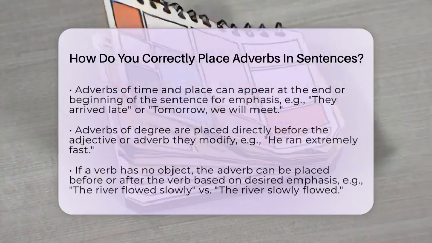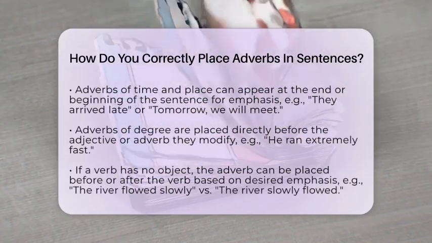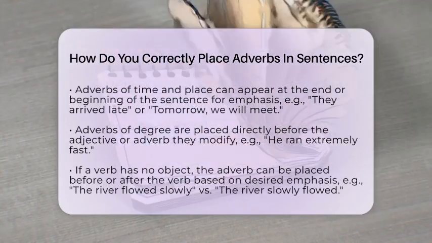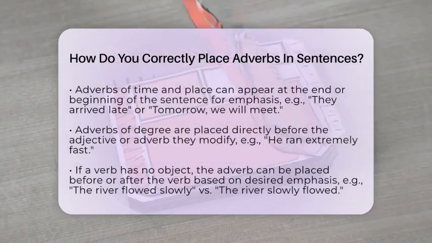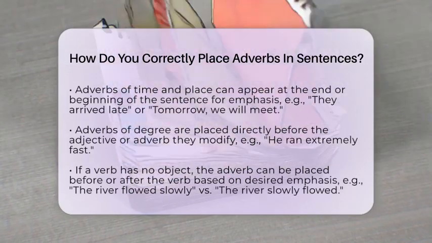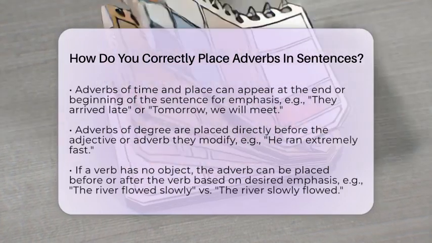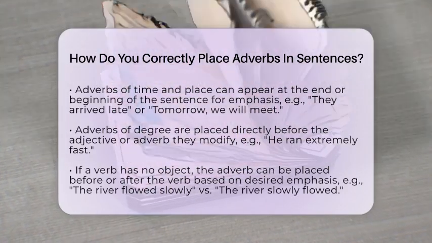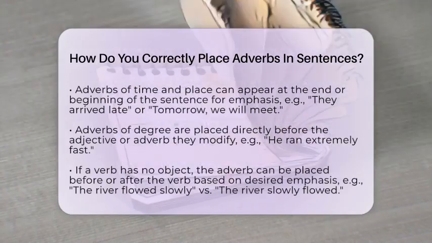Adverbs of time and place can often appear at the end of the sentence but can also be placed at the beginning for emphasis. For instance, they arrived late or tomorrow we will meet. Adverbs of degree, which indicate how much, are placed directly before the adjective or adverb they modify. For example, he ran extremely fast.